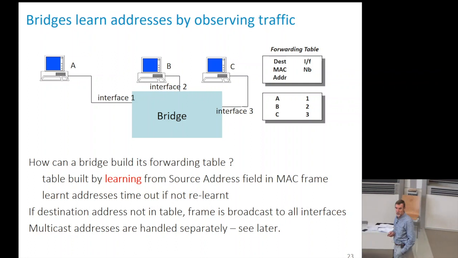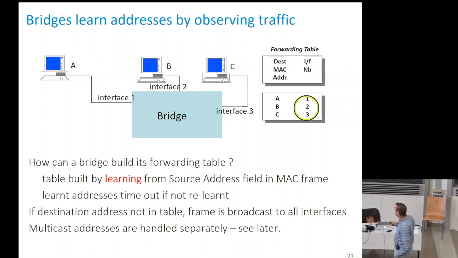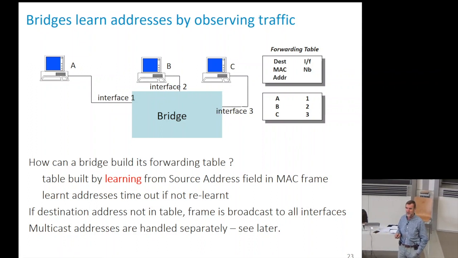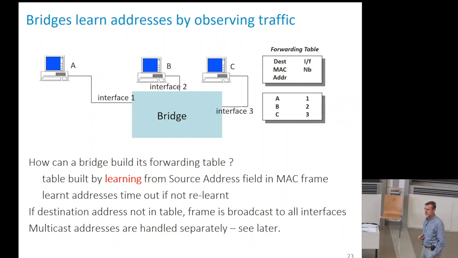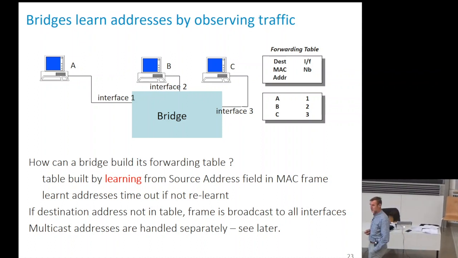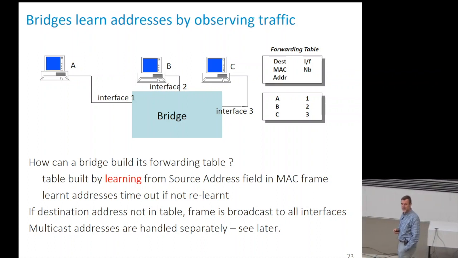So that, in particular, it means that if you very, very quickly change A from interface 1 to interface 3, it will not work for some time, because the bridge believes that A is on 1, and it is not. Question? I understand that the probability of this event is extremely small, but what happens if two devices with the same MAC addresses are connected to a bridge? Things will collapse. It won't work.